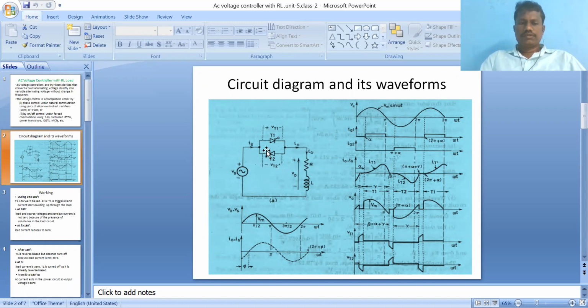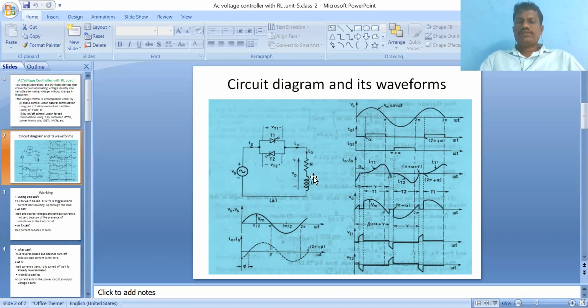So this is the circuit diagram. In this diagram, the AC voltage is connected, and two thyristors are in anti-parallel. This combination is connected in series with the supply, and again in series with the RL load, resistive inductive load, which is connected to the negative of the supply. Clear? Two thyristors are anti-parallel, and this combination is called the AC voltage controller. This is the circuit diagram of a single phase AC voltage controller.